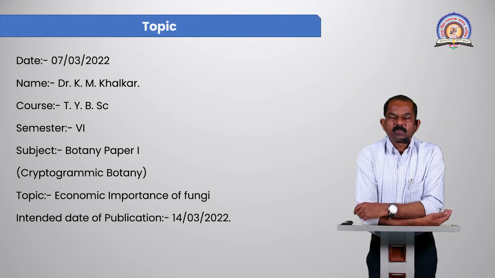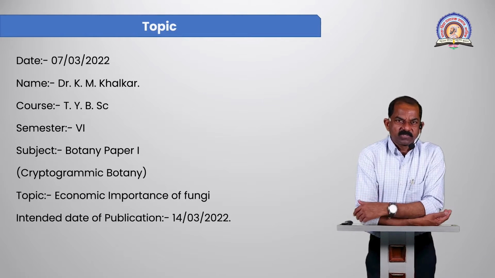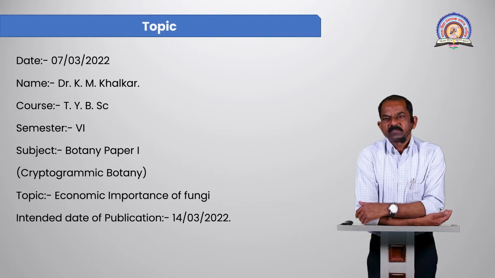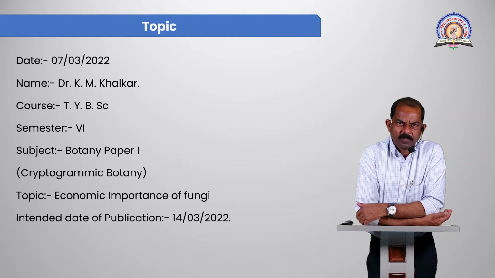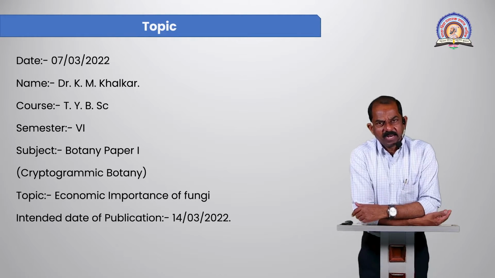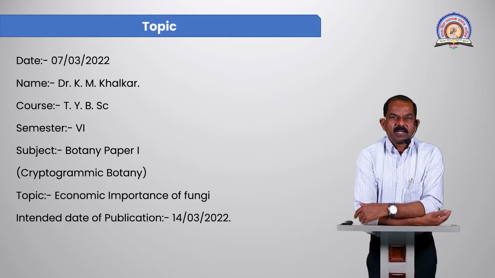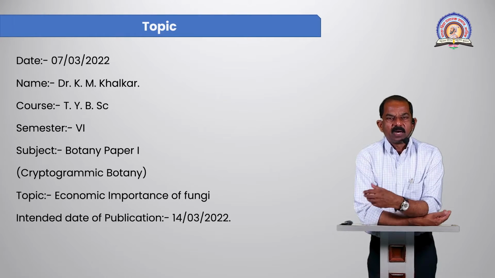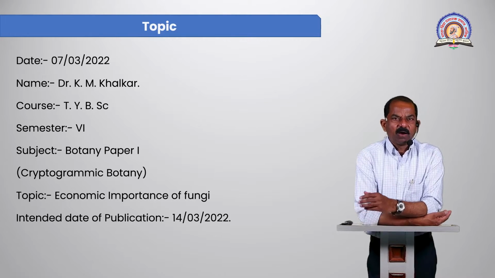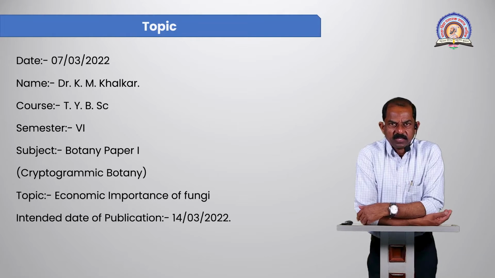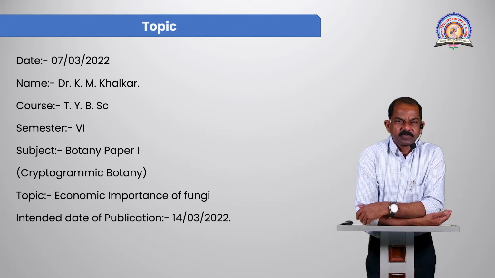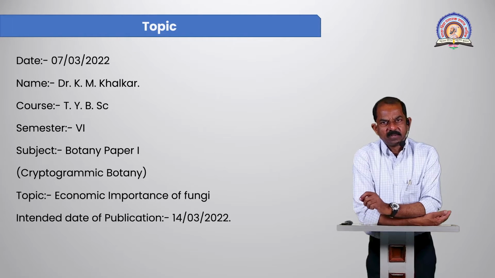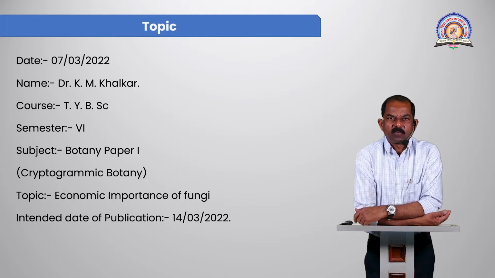Because of the absence of chlorophyll pigment, no photosynthesis takes place there, and so fungi are heterotrophic in their mode of nutrition. And because of the heterotrophic mode of nutrition, they depend on other organic material or other organisms, maybe as saprophytes, maybe as parasites, in some cases maybe symbiotic, but fungi are heterotrophic in their mode of nutrition.